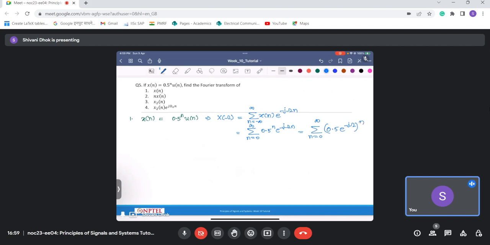This is our simple infinite geometric progression, and we also know that the magnitude of 0.5 into e power minus j omega is less than 1, which is basically 0.5. So this is a converging sum, so we can write this as 1, since the first term is to the power 0, so it is 1 upon 1 minus 0.5 e power minus j omega. So this is the DTFT of this signal, 0.5 to the power n into u[n].